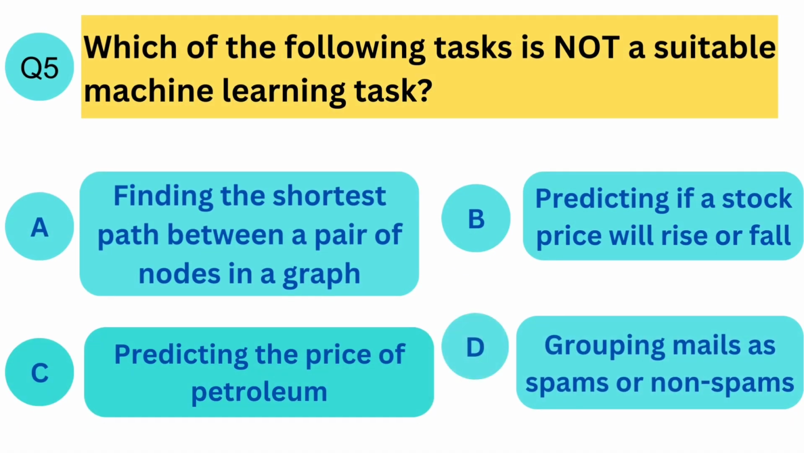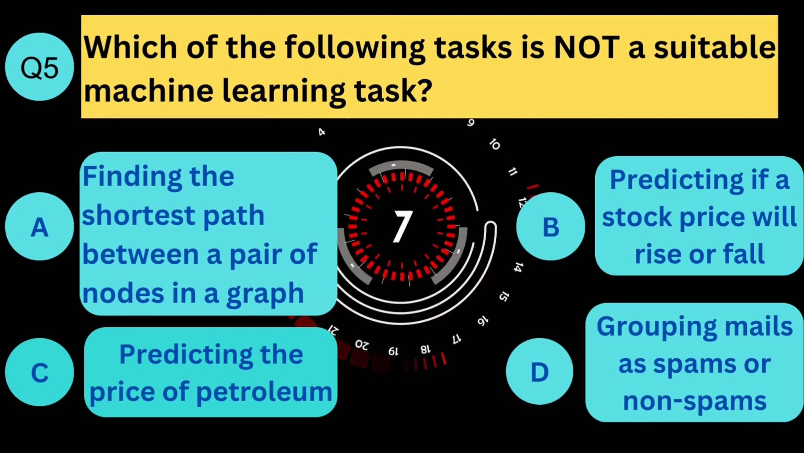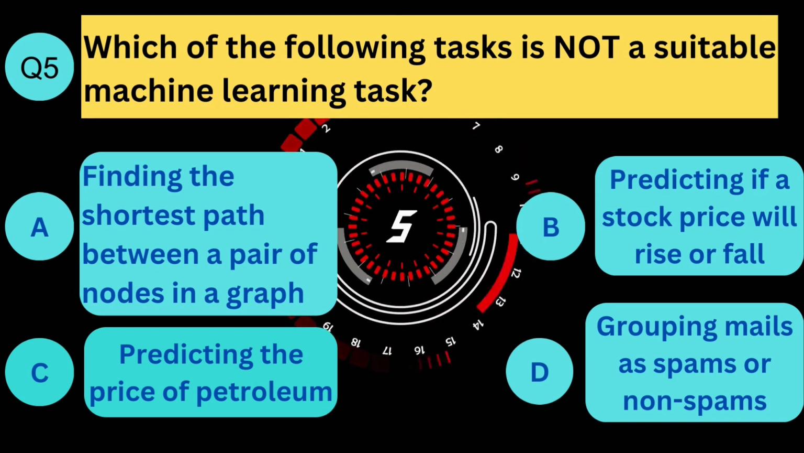Question 5. Which of the following tasks is not a suitable machine learning task? A. Finding the shortest path between a pair of nodes in a graph. B. Predicting if a stock price will rise or fall. C. Predicting the price of petroleum. D. Grouping mails as spams or non-spams.